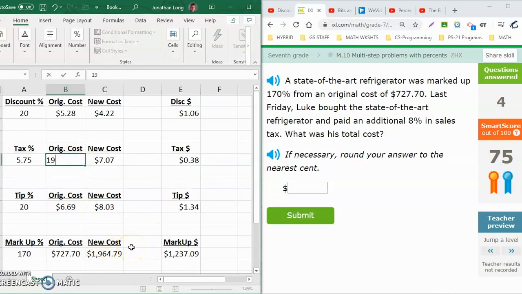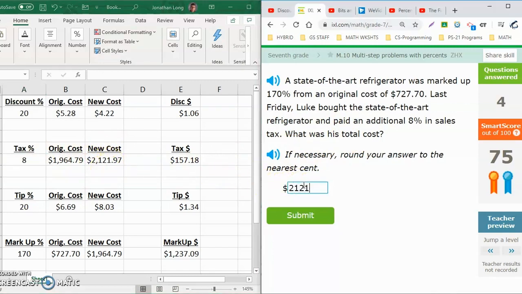Don't copy paste it. I've done that and it messes up your formulas. 1964.79. And what is my tax amount? 8%. So I'm going to change this to 8. What is my new total cost? Here is my new total cost, $2,121.97.